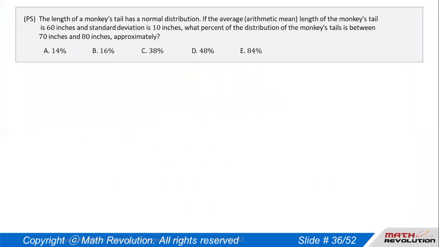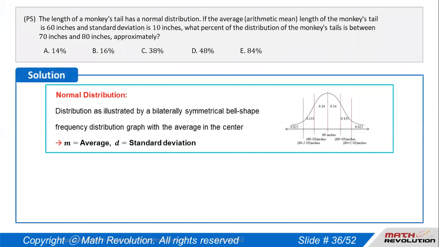Let's solve this question of a monkey's tail, which is a pretty common question for GMAT quant. The length of a monkey's tail has a normal distribution. When it says a normal distribution, the graph should be very much there in my mind. If the average length of a monkey's tail is 60 inches, the mean is given, m as 60. Standard deviation is 10 inches. Very simple. 10 inches goes ahead on the right, 10 inches goes below from the left. What percent of the distribution of monkey's tail is between 70 and 80 inches?